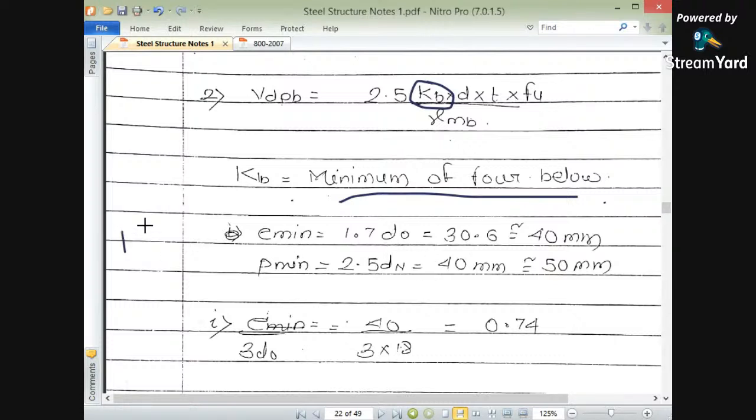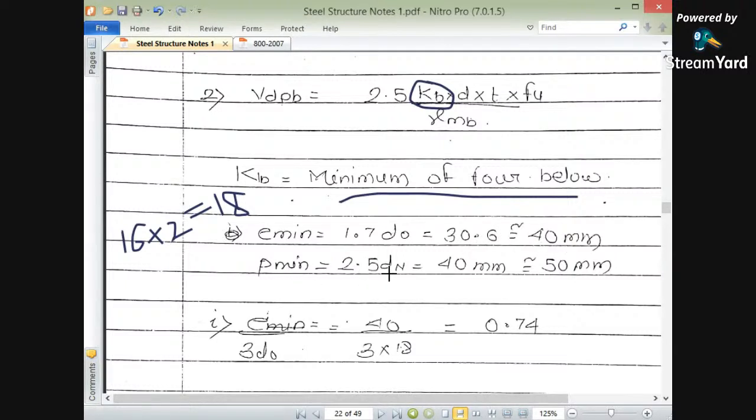Here 16 is nothing but the diameter of bolt. What is the diameter of hole? For the diameter of hole, the factor of safety we have taken as 2, so it comes to be 18. So we have to take this value as 18. So 1.7 into 18 comes to be 30.6, so we have taken it as approximately 40.